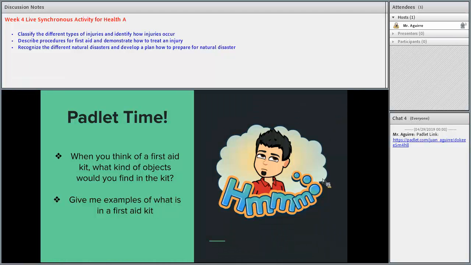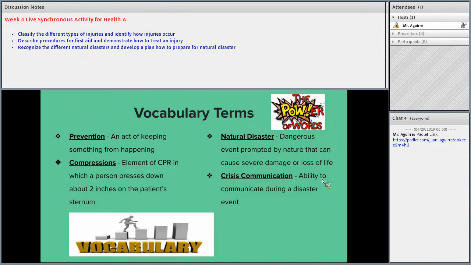All right, let's move on. Here we go, let's start taking notes. Vocabulary terms will help you in your final exam and your checkpoints as well. Prevention is the act of keeping something from happening. You're preventing it. We have to prevent natural disasters and prevent injuries.